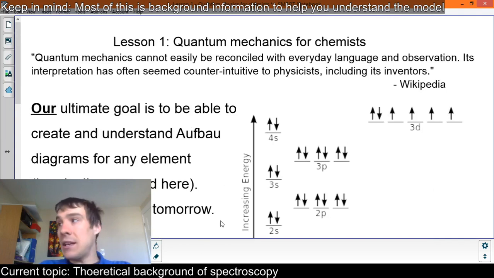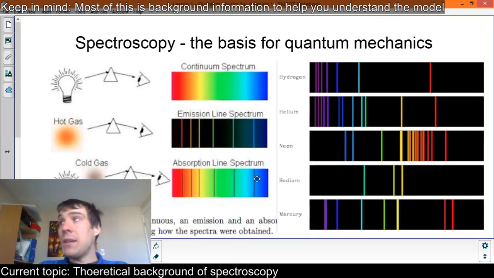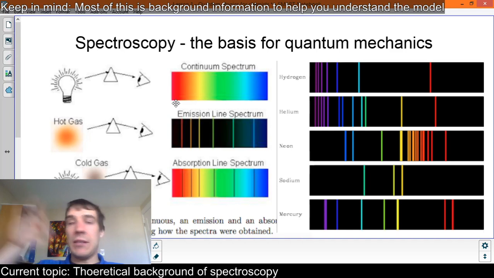Our first thing is a theoretical background of spectroscopy. What the heck is spectroscopy? This is how spectroscopy works. I'm sure you've all seen light go through a prism or a door or something like that and makes a rainbow on the wall.